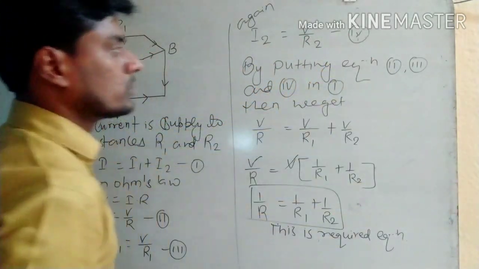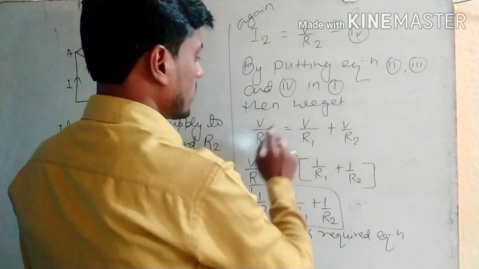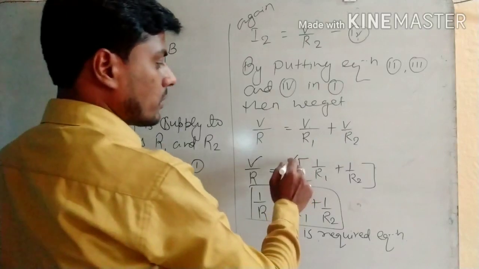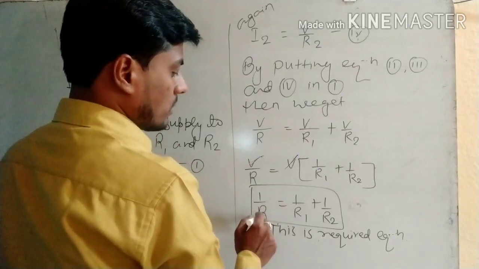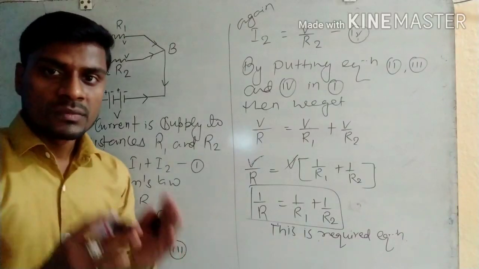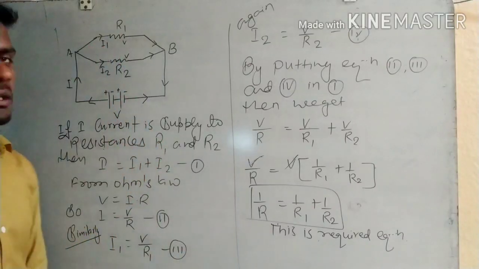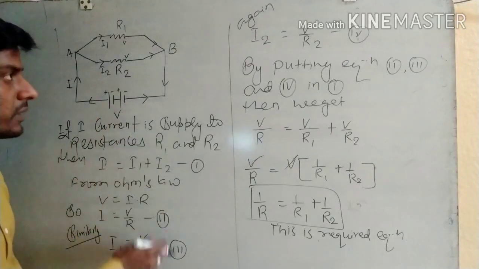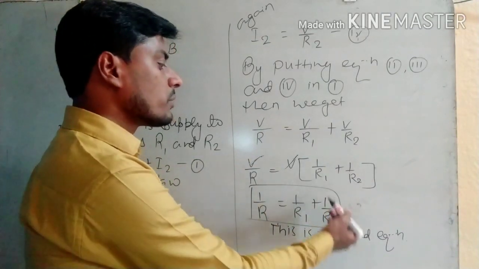Now we put equations second, third and fourth in equation first. We get V by R is equal to V by R1 plus V by R2. We take V common from the right side and cancel it from both sides. We get 1 by R is equal to 1 by R1 plus 1 by R2. This is the required equation. In this way we can prove that if three resistances are connected in parallel to a V volt battery, then in the fifth equation we get 1 by R is equal to 1 by R1 plus 1 by R2 plus 1 by R3.